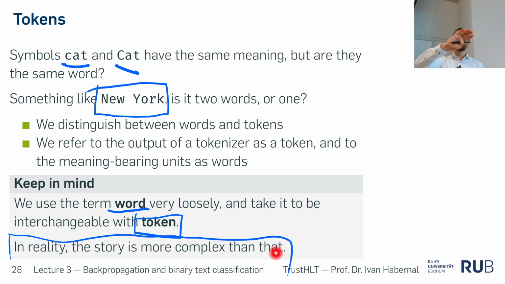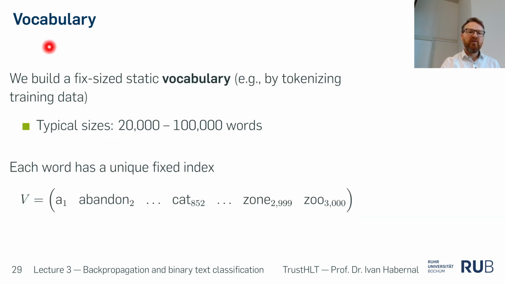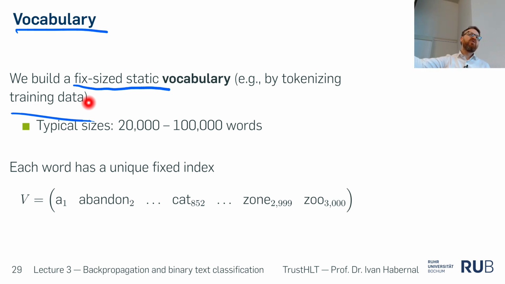Good. But anyway, let's assume now we can chunk text into words, and then we're going to build a vocabulary. Our vocabulary is going to be static, fixed size. So we decide upfront. Let's build a vocabulary by tokenizing maybe some training data, or even some external data which is not for our task. So let's take the internet, and learn the vocabulary from the internet. Typical sizes of vocabularies are 20,000 to 100,000 words or tokens, could be more, could be even less. These are the typical sizes.